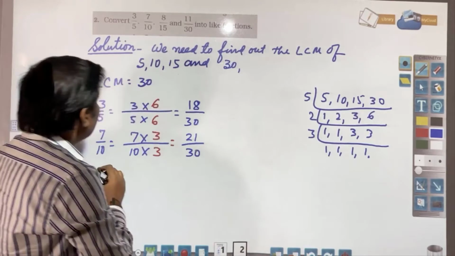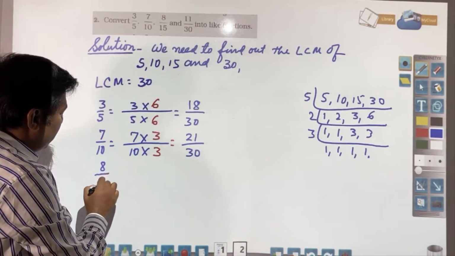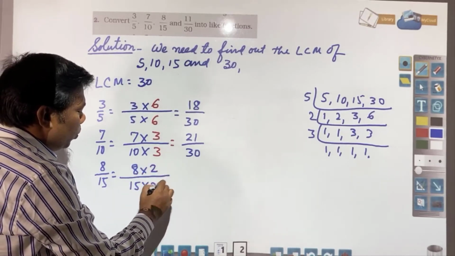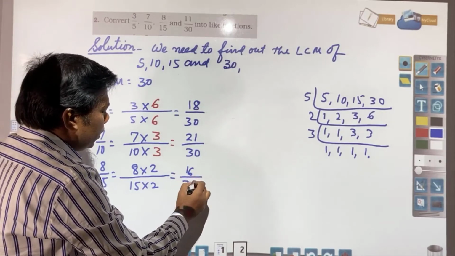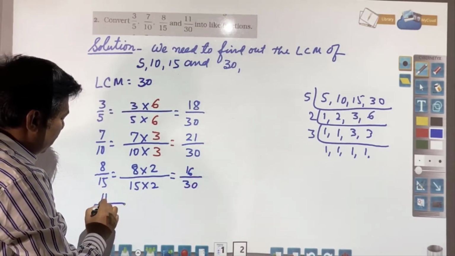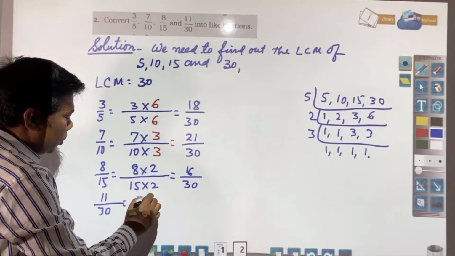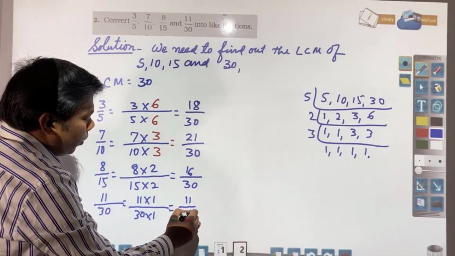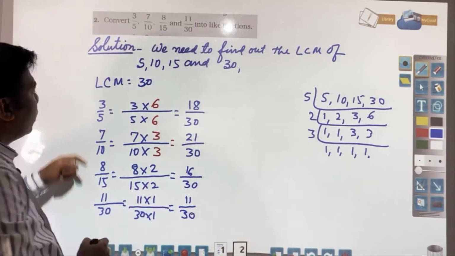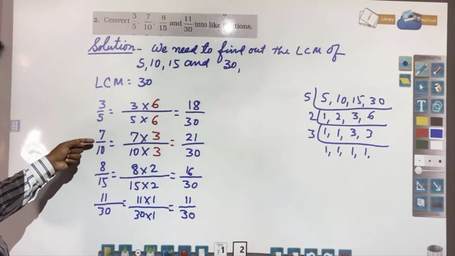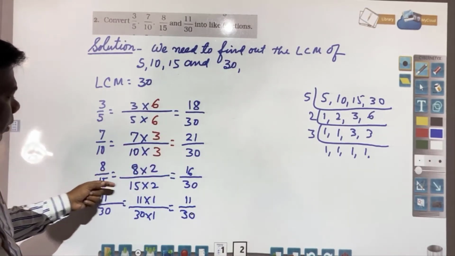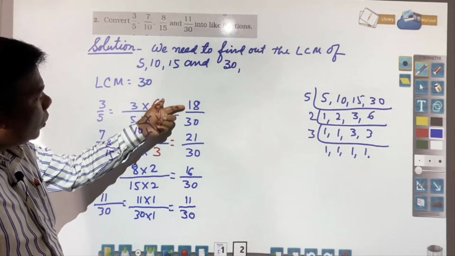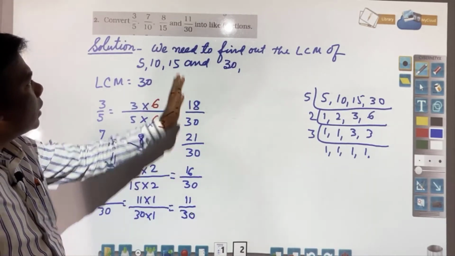Now the third one you have is 8 by 15. That will be equal to 8 by 15 into 2. So this will be 16 by 30. And the fourth is 11 by 30. So already this is 30, so no need to do anything. This will be 11 by 30. So now you have got 3 by 5 as 18 by 30, 7 by 10 as 21 by 30, 8 by 15 as 16 by 30, and 11 by 30 already having denominator 30. So these fractions you have converted into like fractions.